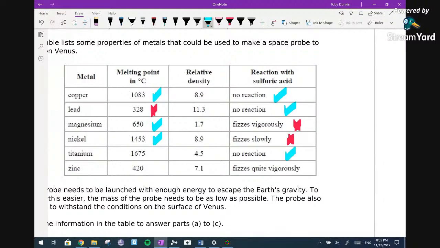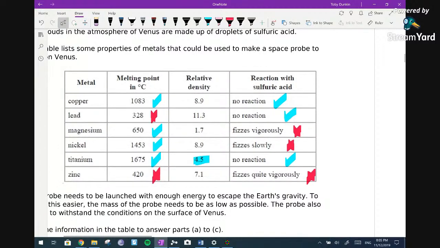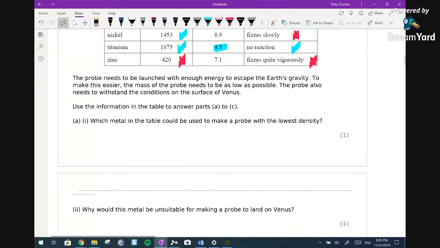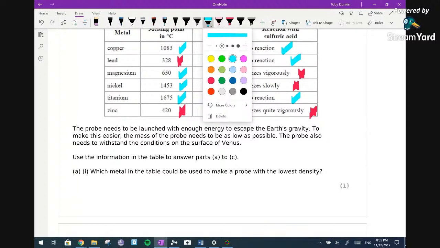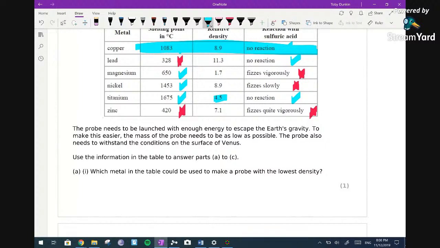Titanium will survive the atmosphere, will survive on the melting point, and has quite a low density, so it's going to be relatively cheap to put into space. Zinc definitely won't qualify for either, I don't think. It's going to be close on the melting point. Okay, so question number 1. Use this information. Which metal in the table could be used to make a probe with the lowest density? The answer is titanium. So what options do we have? We could either make it out of copper, or we can make it out of titanium. Those are the only 2 choices we've got, because otherwise they're going to be damaged in some respect, which is not going to be suitable.